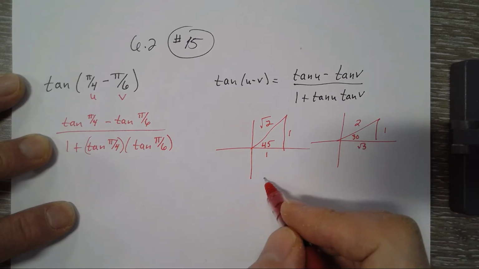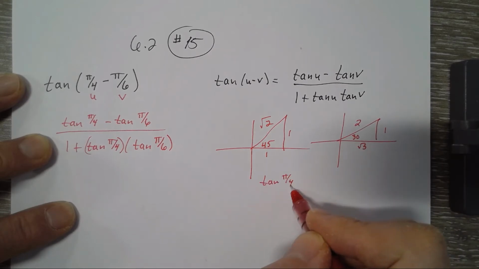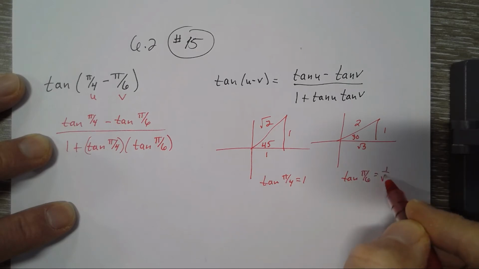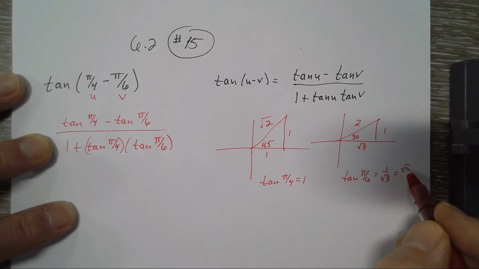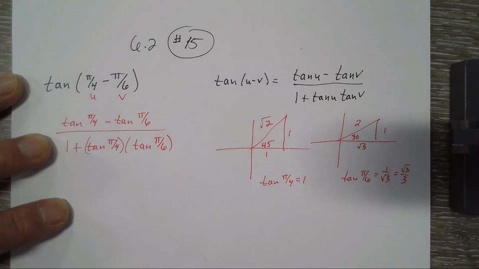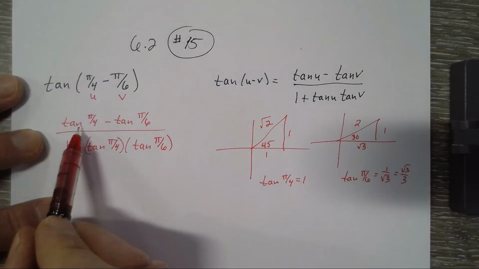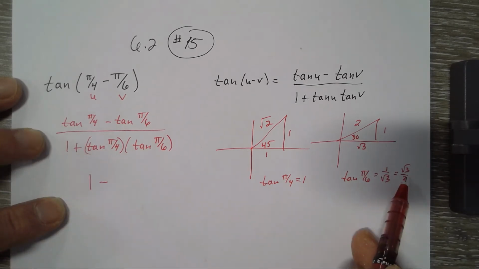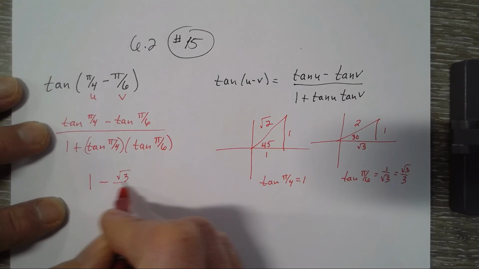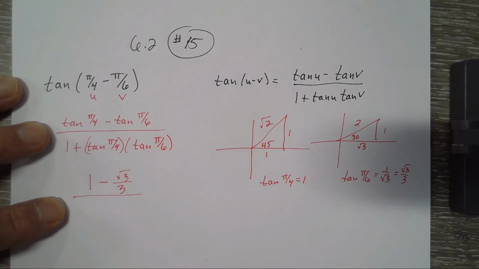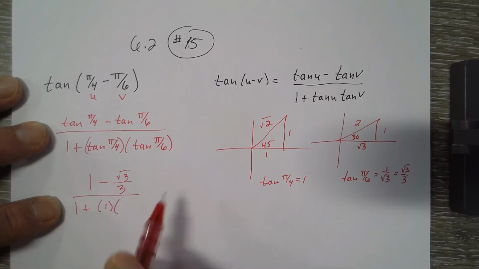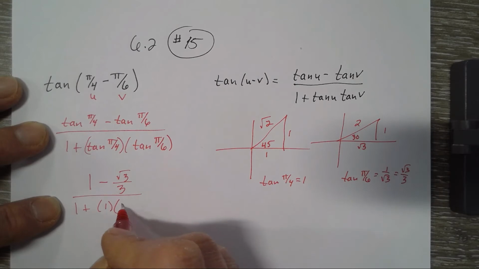So tangent pi over 4 equals 1, tangent of pi over 6 equals 1 over square root of 3, or square root of 3 over 3. Alright, so we can plug them in. Tangent of pi over 4 is 1 minus, I'm going to do square root of 3 over 3. That way I don't have to rationalize that denominator. Over 1 plus tangent pi over 4, which is 1, and tangent of pi over 6, which is square root of 3 over 3.